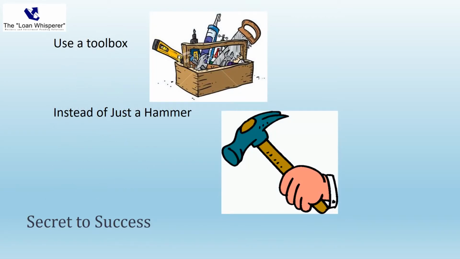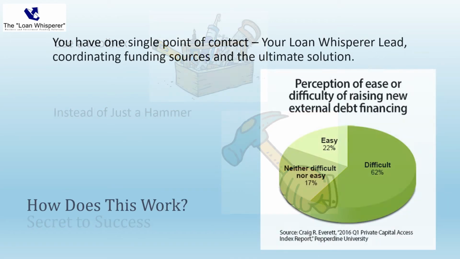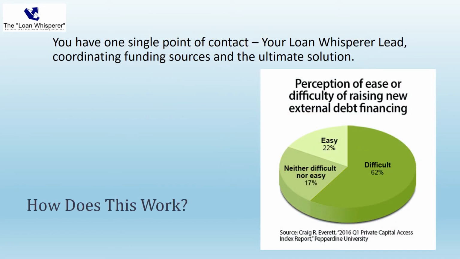I look at it this way. You know the old saying, if you have a hammer, everything looks like a nail. We don't want to do that. We want to have a toolbox or portfolio of solutions. So if something is other than a nail, we have a tool or a solution to fill that gap. That's really how we approach the gap solution. You have one single point of contact with us. That's your Loan Whisperer lead, coordinating funding sources and ultimately the solution.